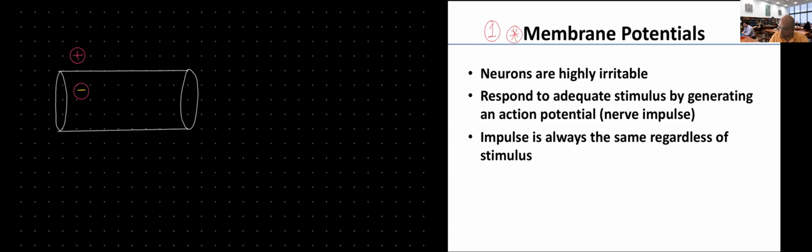So if I'm measuring the difference between the inside and the outside of the cell membrane by a voltmeter, I will find that inside is more negatively charged by a value of 80 millivolts. So when I measure the difference between inside and outside, I will find that inside is more negatively charged than the outside by 80 millivolts. So the difference between outside and inside is going to be negative 80 millivolts.